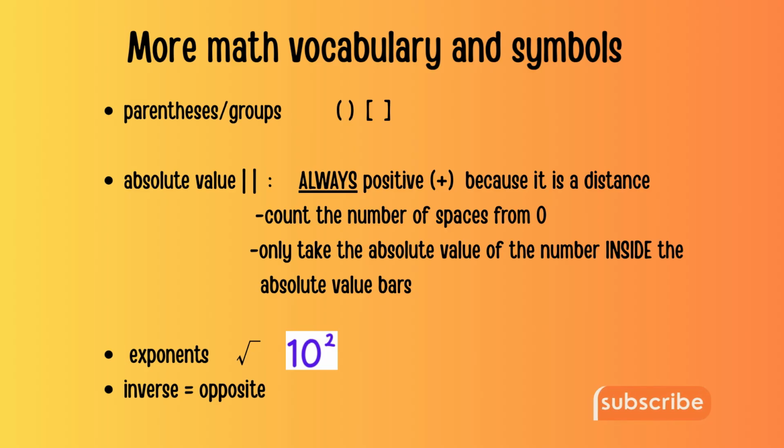Exponents are denoted with this symbol that looks like a square root, or you may see that 10 squared with the number in the upper right corner. The exponent is that 2 in the upper right corner. And the word inverse. Sometimes math teachers will ask you to give the inverse of a number, which means give the opposite. Refer more to your math teacher for examples of problems like these.